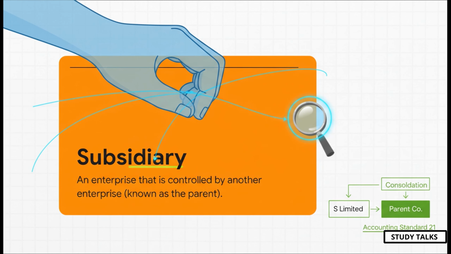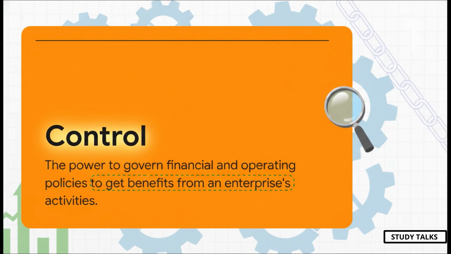Now, I really want you to focus on that word I just said, controlled, because that one word is the trigger for everything in AS21. So what does control actually mean? AS21 gives us a clear definition. It's the power to call the shots, to govern the financial and operating policies of another company so you can get the benefits. It's not just about owning shares. It's about having the final say on how that business runs.